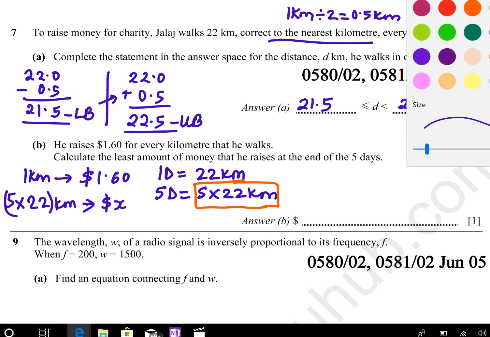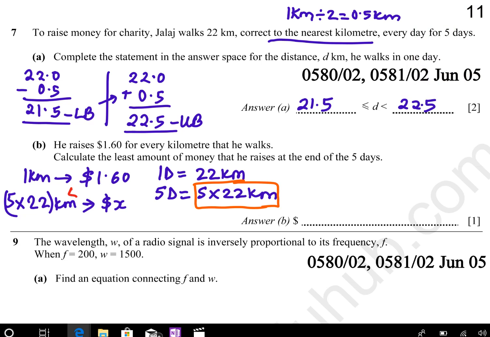Whenever you have something like this, it's simple. You have to cross multiply. So what you're going to do is simply 5 into 22 into $1.60, and if you plug it into the calculator, you will get $172. So you have $172 as your answer. Now with this, let's move ahead to another question which is involving bounds.